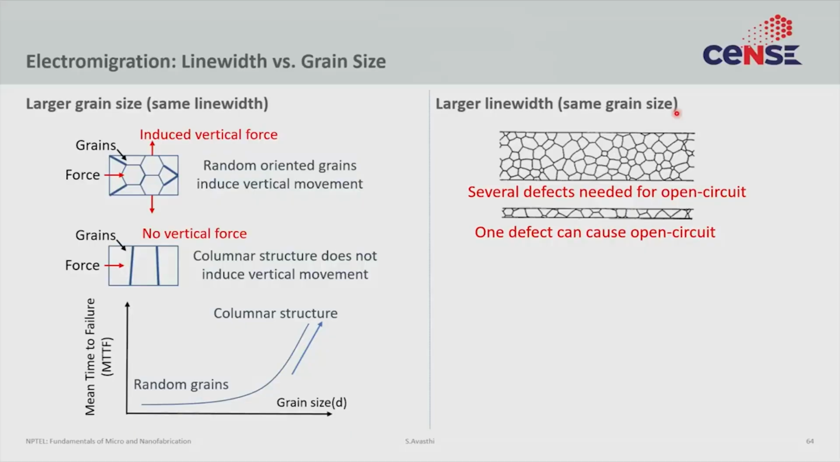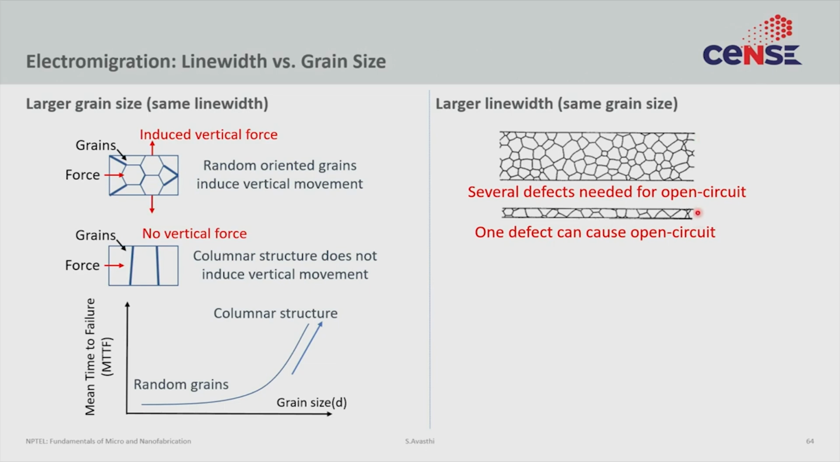Let us now discuss the effect of geometry. To keep apples to apples comparison, let us keep the grain size constant. So let's say that they all have the same randomized grains. So a wider line that is thicker would actually have a lot of grains. A thinner line would actually have very few grains.